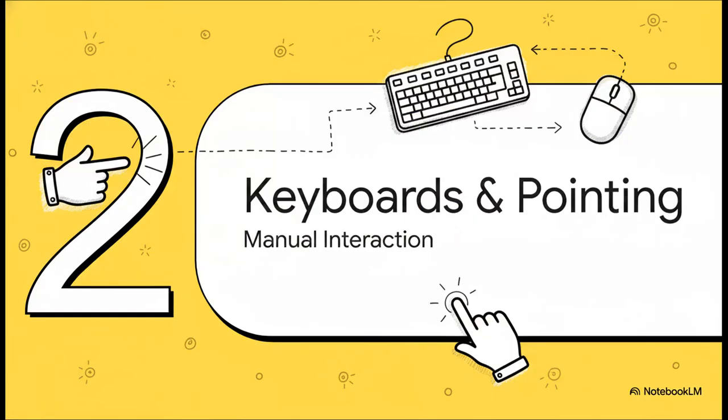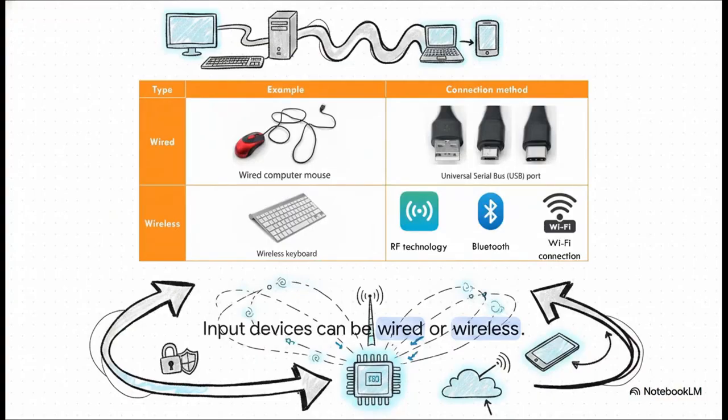Moving right along to Section 2, touch, keyboards and mice. So how do we actually get those raw ingredients into the system in the first place? Well, first we have to connect these input devices to the machine, either physically or virtually. Up top, you've got your traditional wired connections, those super reliable, secure USB ports we all know. Down below, we've got our wireless options. These use RF technology, Bluetooth, or Wi-Fi to just zip data right over the airwaves. But here's the thing, both do the exact same job. They create a pathway for your physical touch to enter the machine's brain.